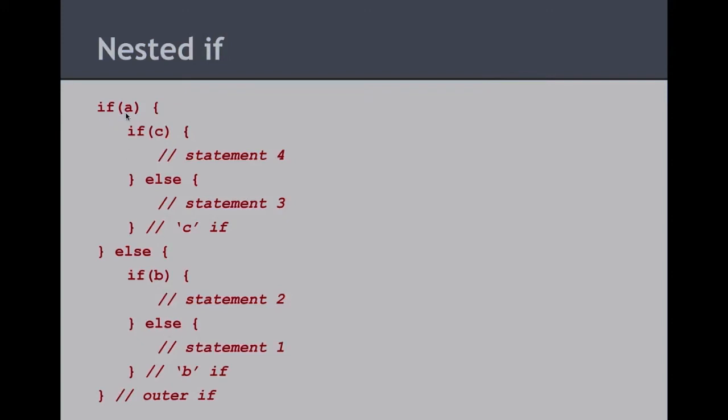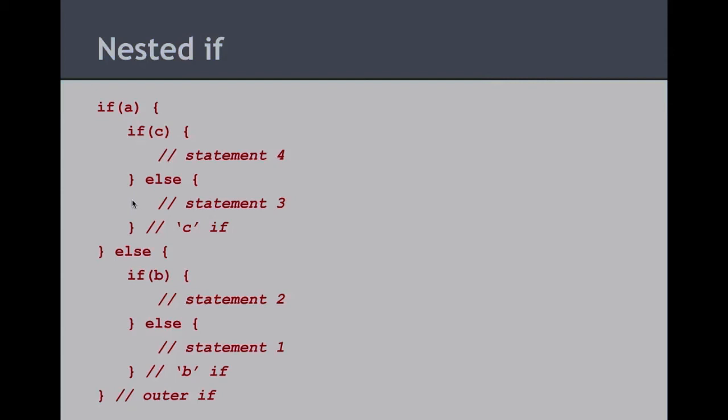So if A is true, then we're going to the right-hand side of the flowchart, the true statements, and the body of this is actually another if. So if C is also true, then statement 4 would be the one that would be executed. Otherwise, if C is false, statement 3 is what would happen. And notice my comment here on the closing curly bracket for the C if. That helps me separate it from this curly bracket, which belongs to the first part of the A if statement.